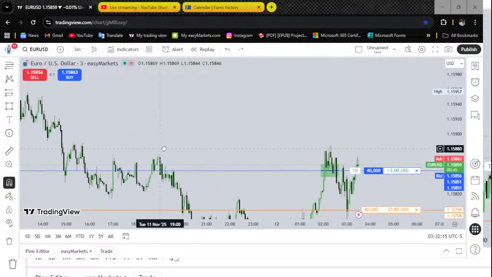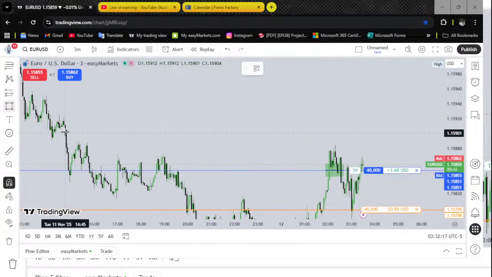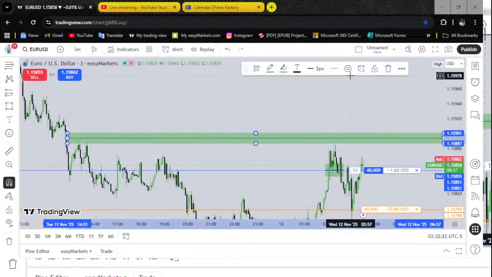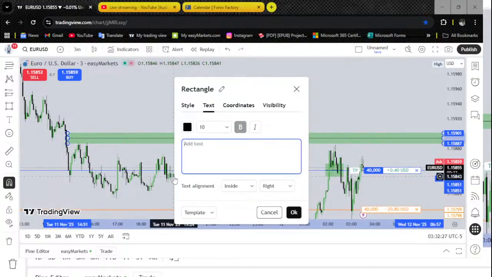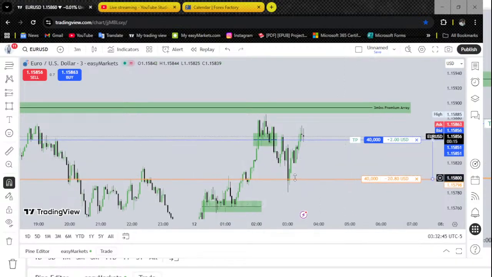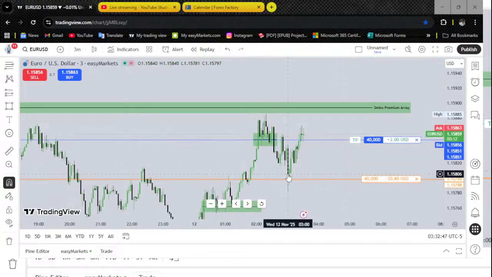So for now, I want this fair value gap to be used by the price. This is a premium array. My stop loss is below this order block. This 3:00 candle is a bullish order block.